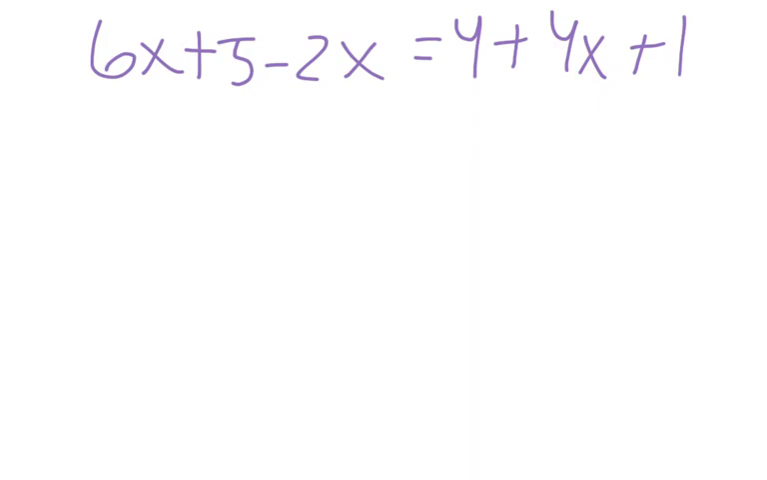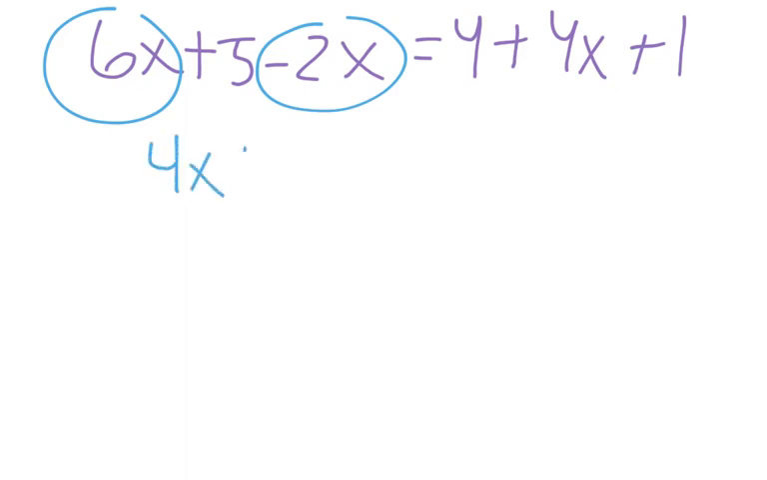Step number 3, our next step in the simplifying is to combine like terms. Over here on the left, I have two x terms. I have a 6x minus 2x. That's 4x. Bring down the plus 5. Bring down your equal sign. Equal sign is the most important thing in an equation, so it should never disappear. Over here on the right, I have two constants, so I can combine those. 4 plus 1 is 5, and then I have the 4x.